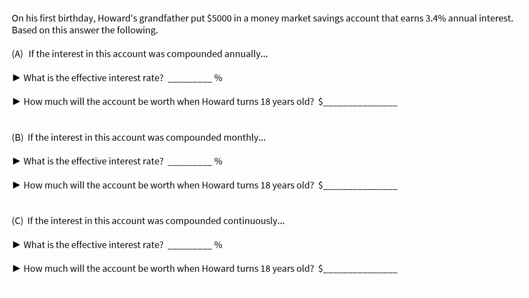Example 7 deals with compound interest. And compound interest is another exponential growth situation, but it has a very specific look about it. So let's have a look at this.